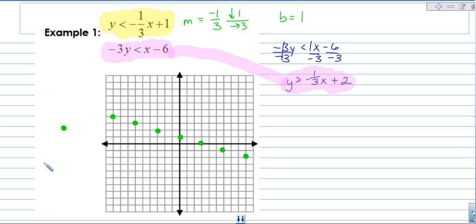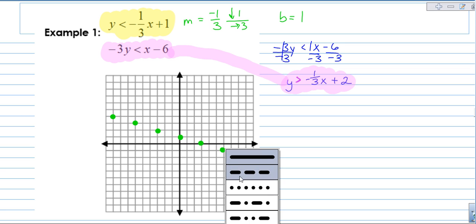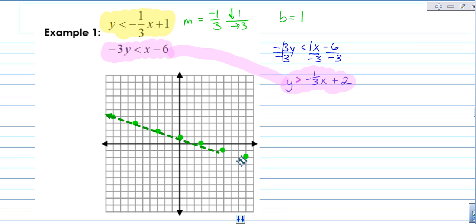Having some issues with my pen here. Okay, so then you want to draw that, and like I said before, it's a dotted line because it has no equals to on it. Okay, and then let me back that up because it was not dotted. There we go. Okay, and then it says the y's are less than, so we're going to shade down.